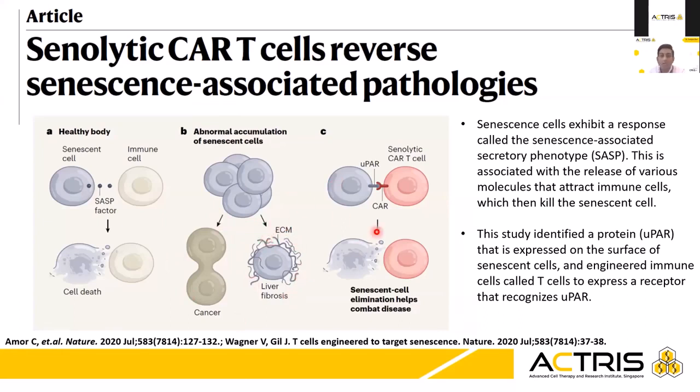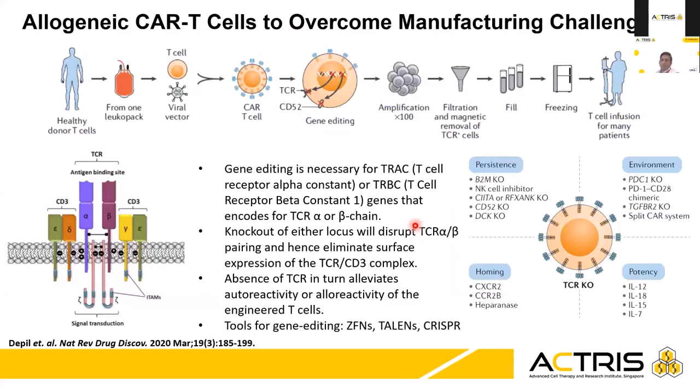In this study, what they showed was that they had identified a protein called uPAR that is expressed on the surface of senescent cells, and CAR T cells were engineered to express a chimeric antigen receptor against this protein, which, when tested in the in vitro and in vivo models, could show that they could kill senescent cells. So just a bit of trying to address the various challenges.